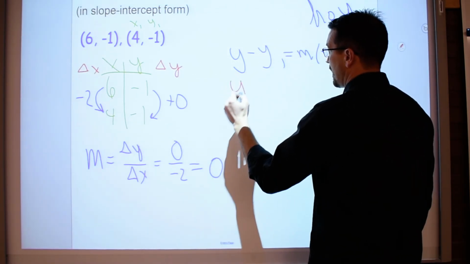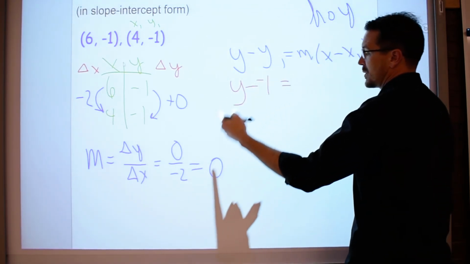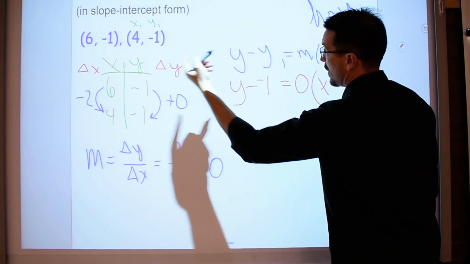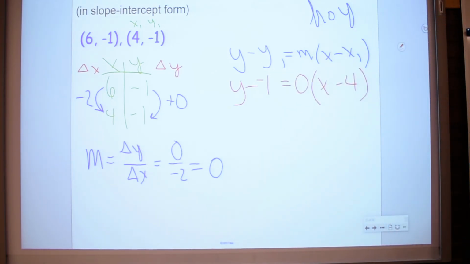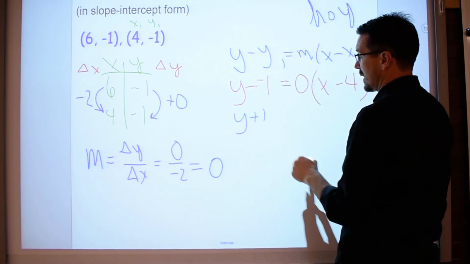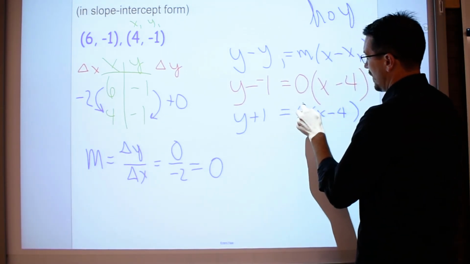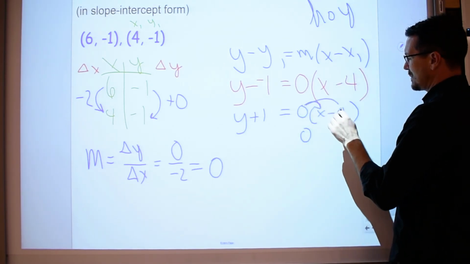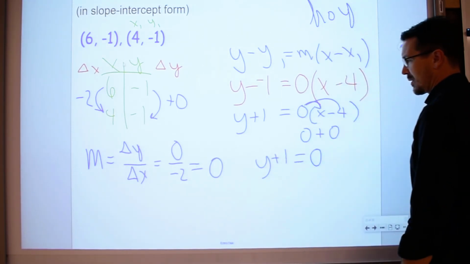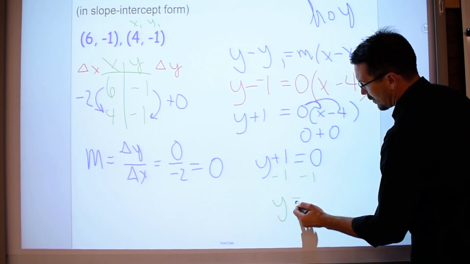I'm going to go y minus, my y1 is a -1, right, equals m, which we now know is 0, times x minus my x1, which is 4, right? And that's point slope form, but it's not simplified. y minus -1 becomes a +1, equals 0 times x minus 4. And now I have to distribute. Well, 0 times x is 0, and 0 times -4 is 0. And 0 plus 0 is 0, so I get y plus 1 is 0, and I'm not done yet. So I go, okay, 0 minus 1, I get y equals -1.